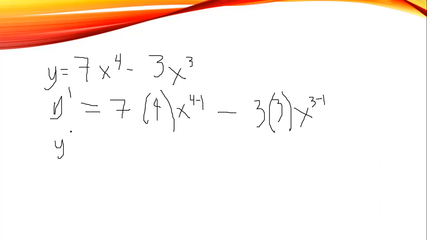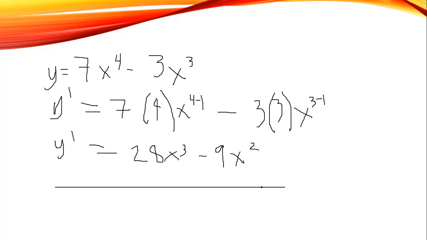So now we have y prime equals 7 multiplied by 4 is equal to 28, and then copy x, and then 4 minus 1 is equal to 3, so it becomes 28x cubed minus 3 multiplied by 3 is equal to 9, and then x, and then 3 minus 1 is equal to 2. Therefore, the derivative of 7x raised to the 4th power minus 3x cubed is equal to 28x cubed minus 9x squared.